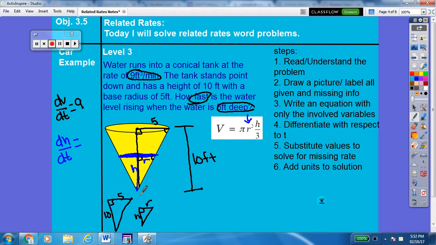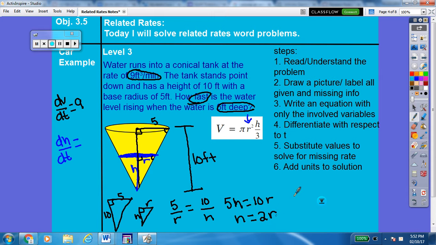So that means I can create a relationship here. I could go 5 over R equals 10 over H. It could be backwards too. You know, it could be R over 5 equals H over 10. This is a true relationship because of similar triangles. What I'm going to try to do now is cross multiply and solve for H. And I'm going to get 5H equals 10R. And if I divide by 5, I get that H is going to equal 2R.